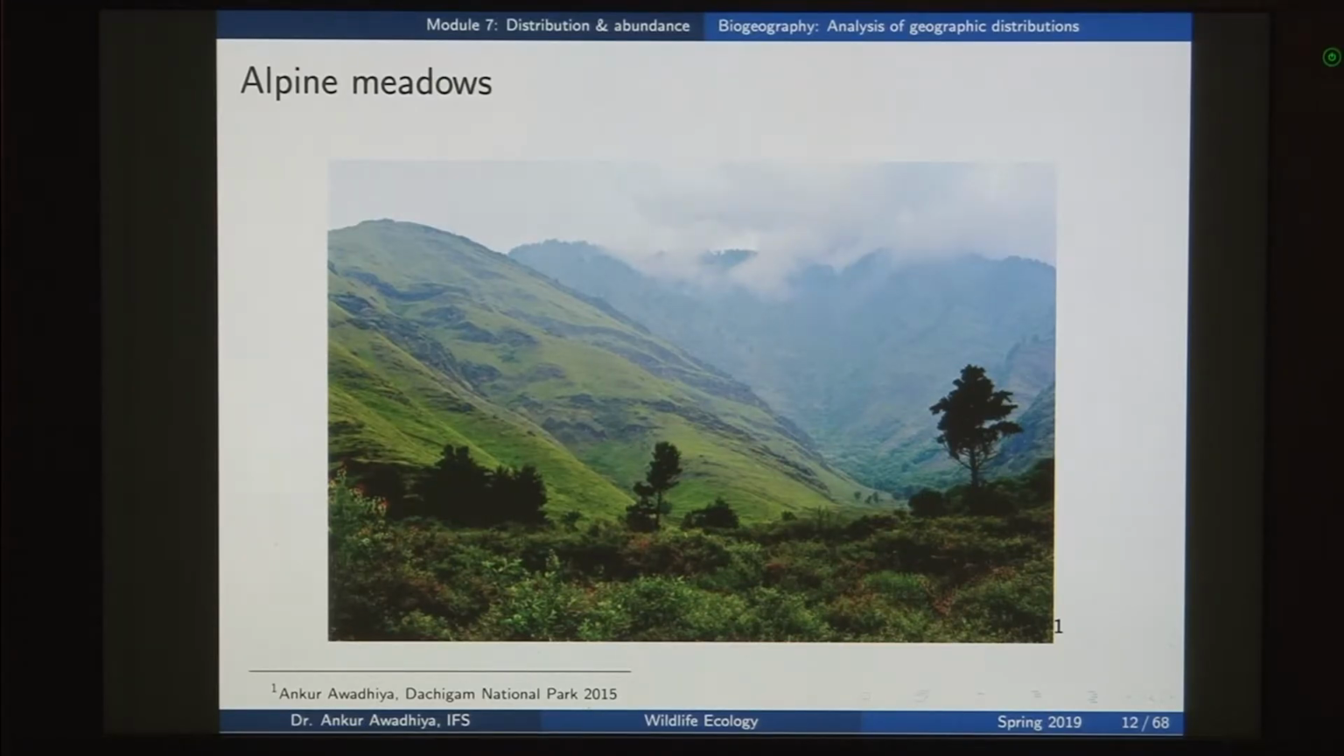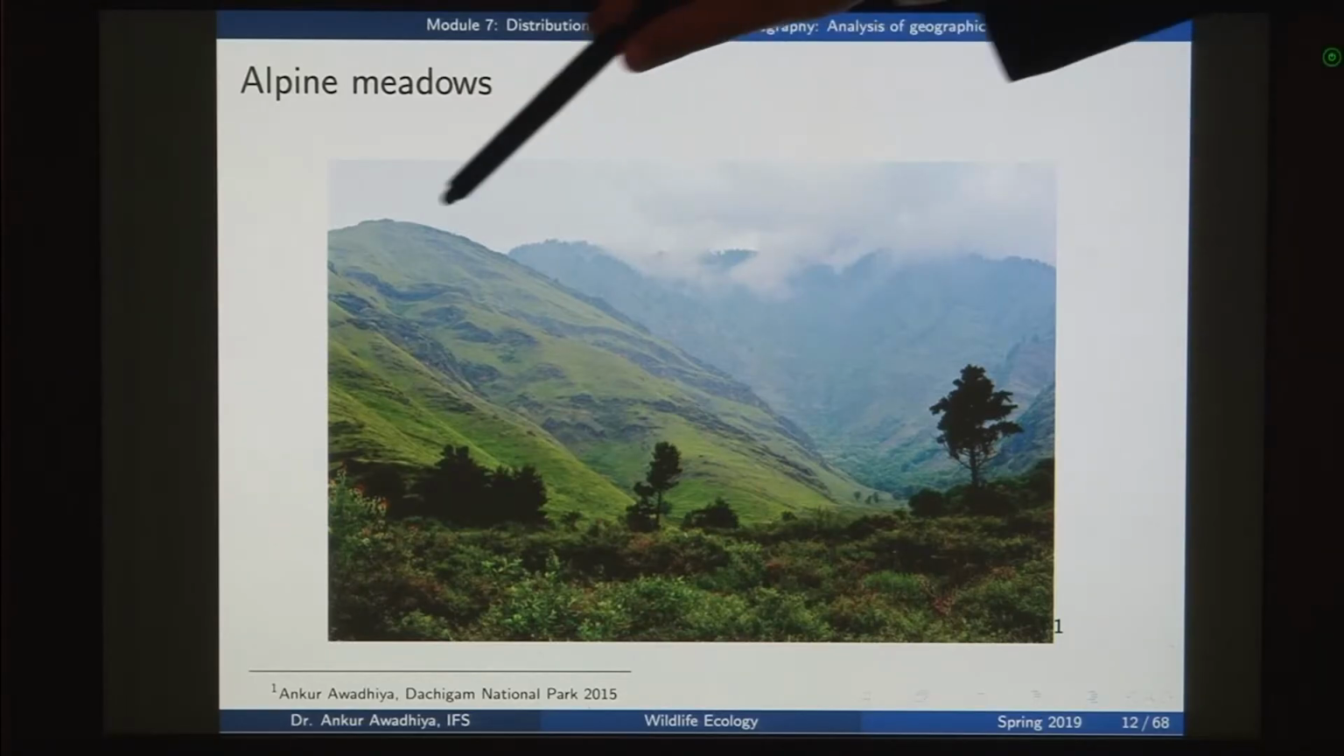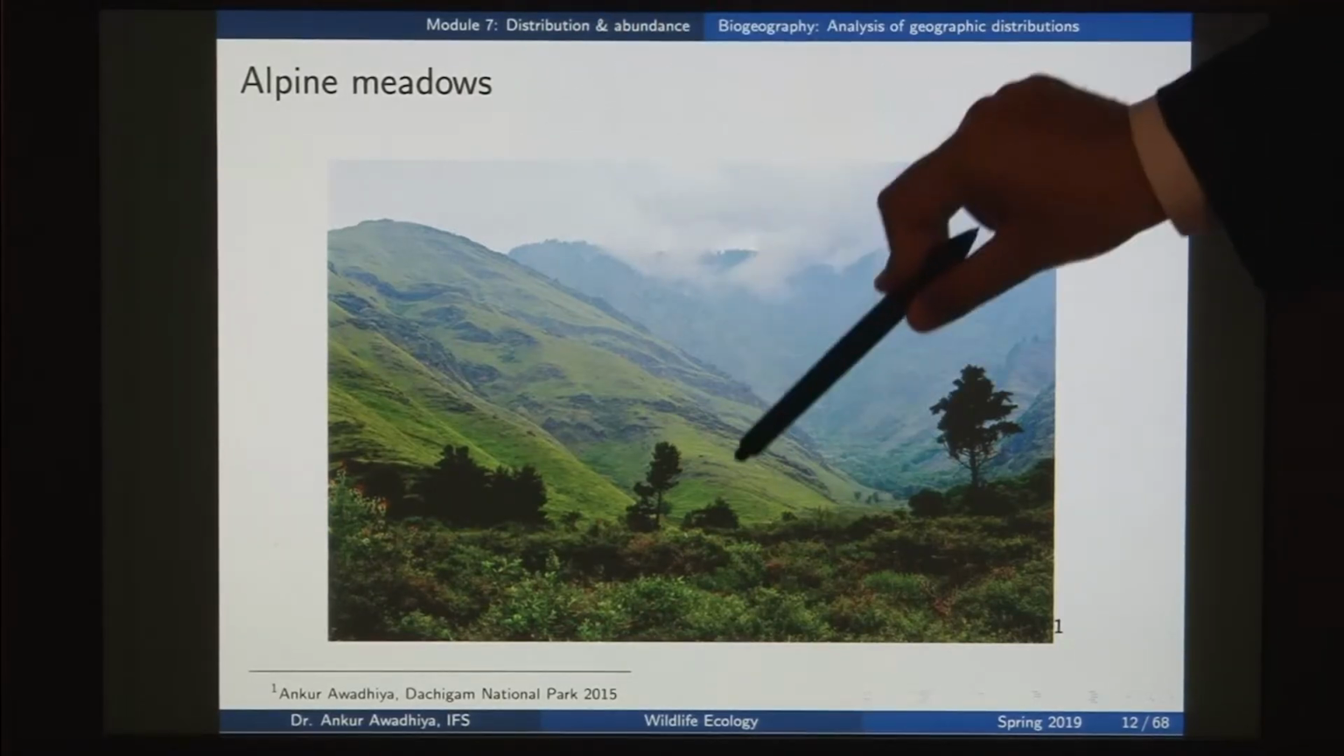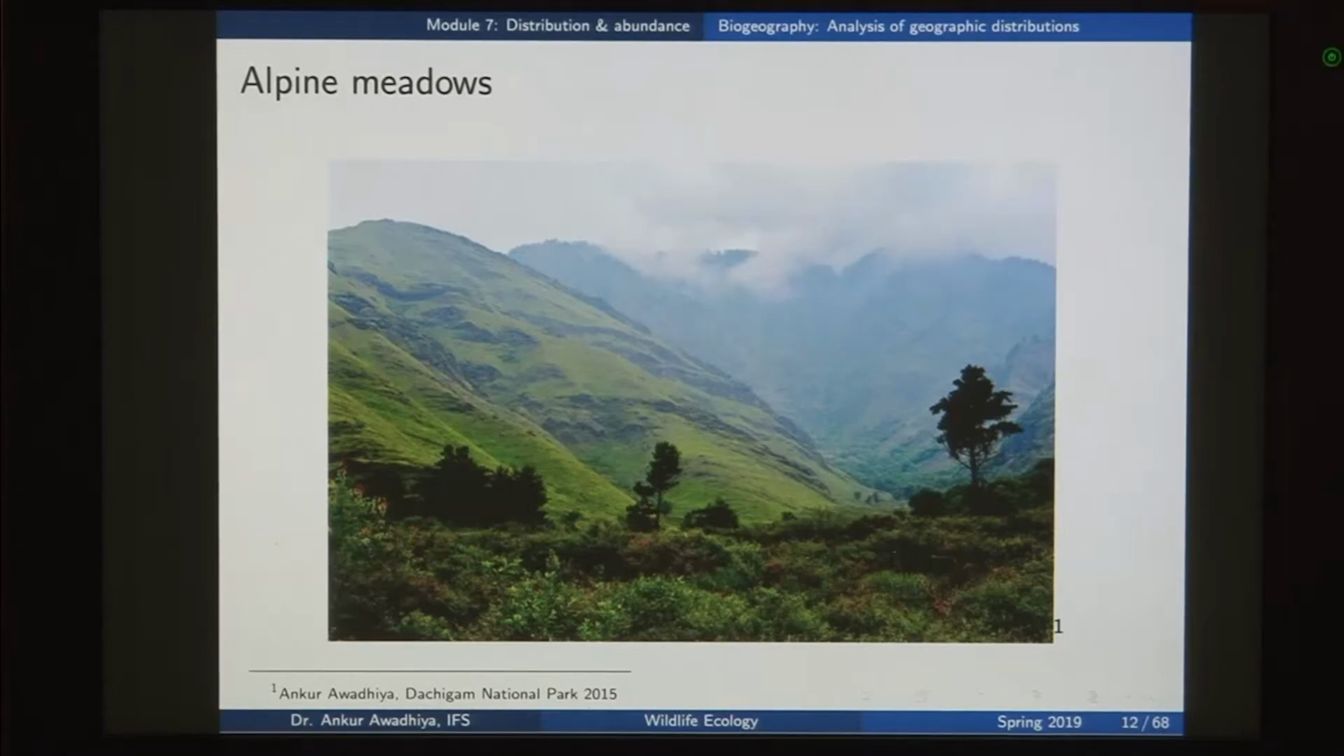In the case of Dachigam National Park, you can observe that you have hills, and these hills have meadows or grasslands. A place like Srinagar has an extremely cold climate, and that is the climate in Dachigam as well. So climatically, the areas that have alpine meadows have a cool or cold climate. Typically they are at a great height because you have mountains or hills here.